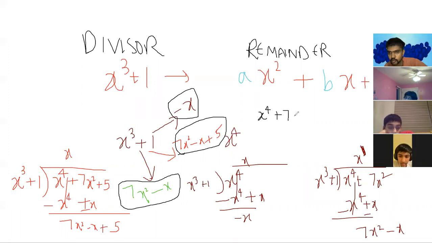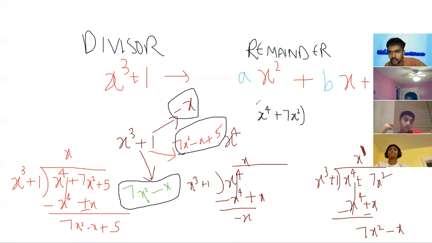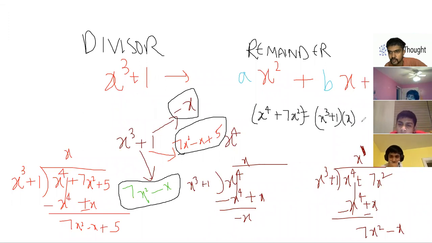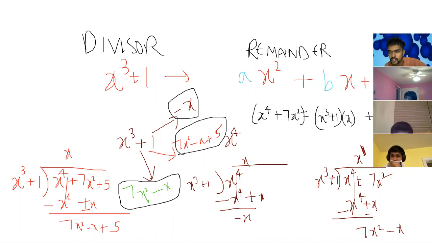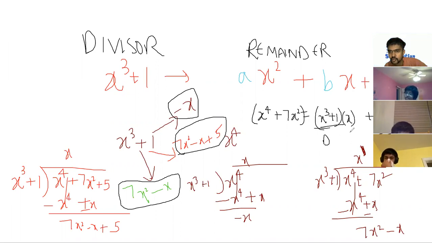See, x power 4 plus 7x square is equal to x cube plus 1 into x, plus 7x square minus x. So this is your remainder, this is your divisor, this is your quotient. Remainder is what you're left with. You're left with both x square and x. X is just something, right?